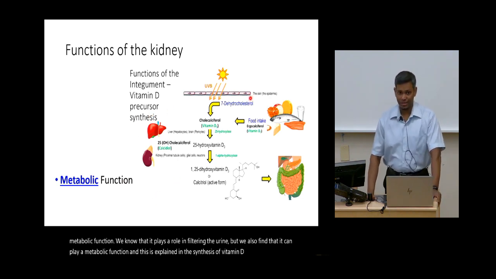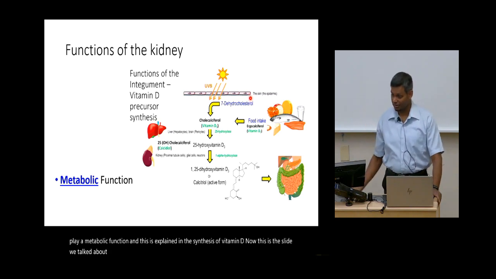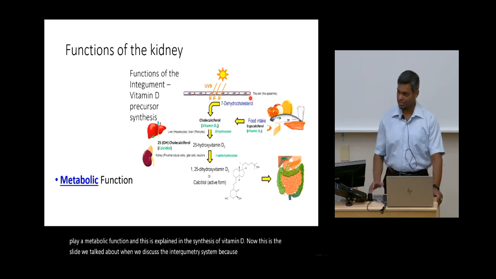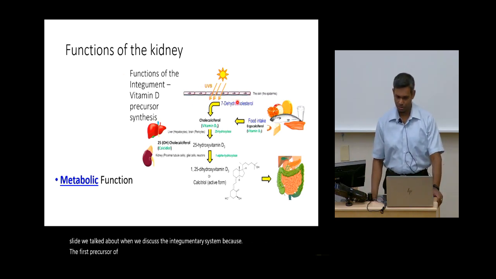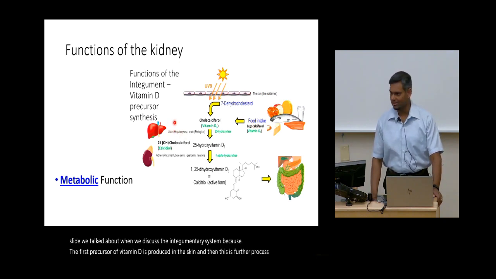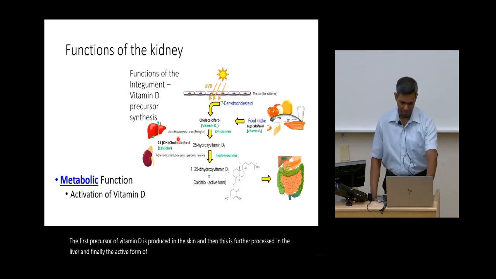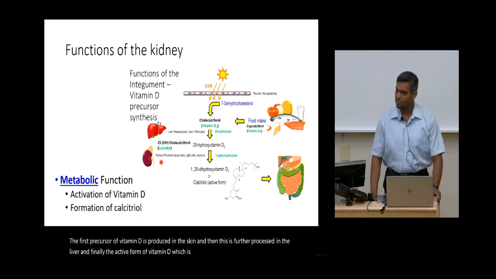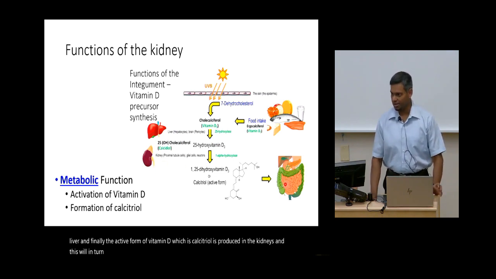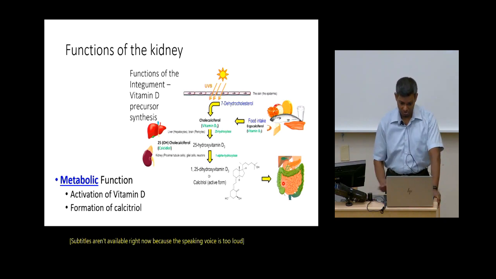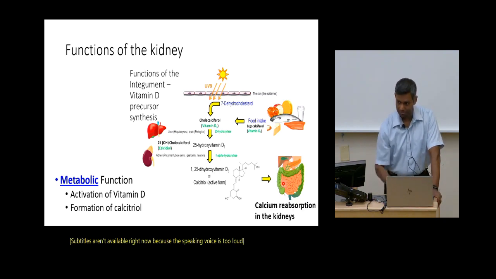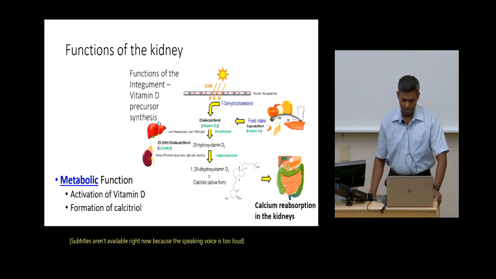Now this is a slide we talked about when we discussed the integumentary system, because the first precursor of vitamin D is produced in the skin, and then this is further processed in the liver, and finally the active form of vitamin D, which is calcitriol, is produced in the kidneys, and this will in turn act on the small intestine to help calcium absorption. Okay, calcium is absorbed into the small intestines.